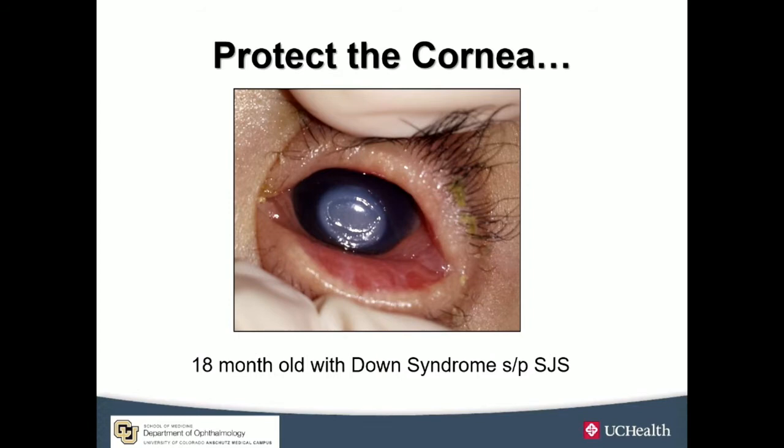And the final one is an 18-month-old who had Down syndrome, lived about 6 hours from Denver, and also had Stevens-Johnson syndrome. So this kid's been dealt some unlucky hands in life. And we did amniotic membrane grafting twice.